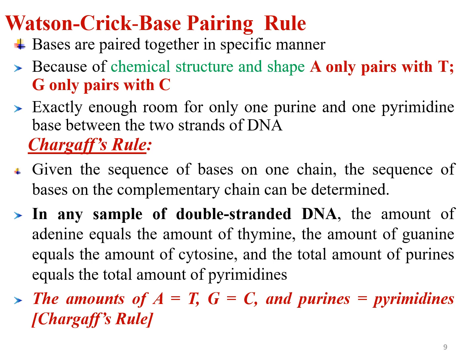When you come to Chargaff's rule, given the sequence of the bases on one chain, the sequence of the bases on the complementary chain can be determined. In any sample of double-stranded DNA, the amount of adenine equals the amount of thymine, the amount of guanine equals the amount of cytosine, and the total number of purines is exactly equal to the total number of pyrimidines.